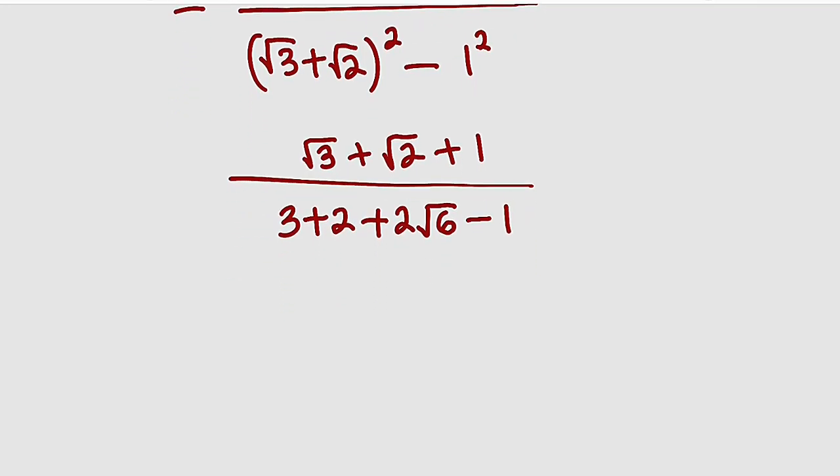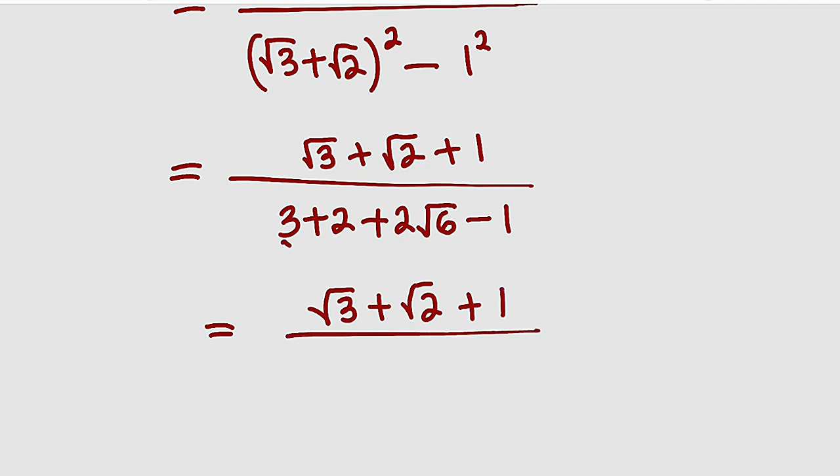All right, let us further simplify. This is equal to root 3 plus root 2 plus 1 to the top. To the bottom, we have 3 plus 2, which is 5, and 5 minus 1, which is 4, right? So we have 4 plus 2 root 6. Now we have 2 terms in our denominator.